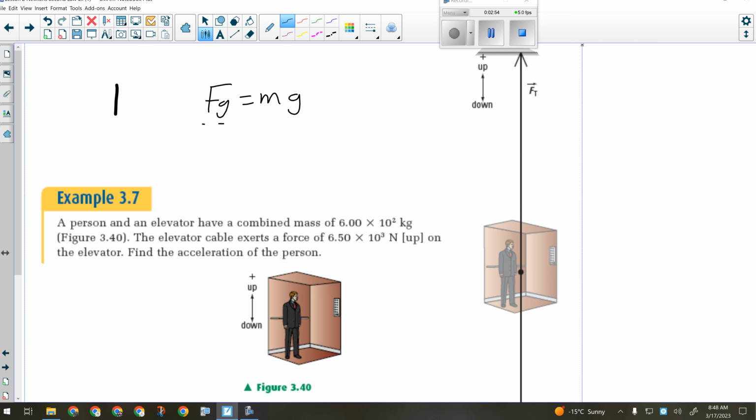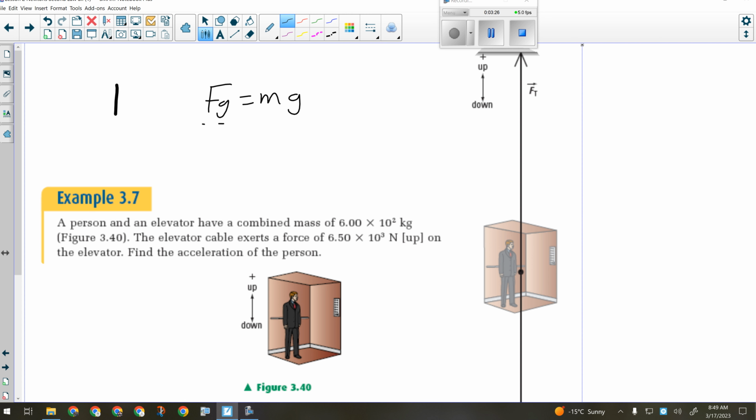So whenever a question is dealing with an elevator, it's going to use the words weight and apparent weight quite often. So we need to understand that apparent weight is going to be the upward force, and it's going to equal the tension and things like that. And then your actual weight is the force of gravity, and it's acting down, and it's always your mass times 9.81.